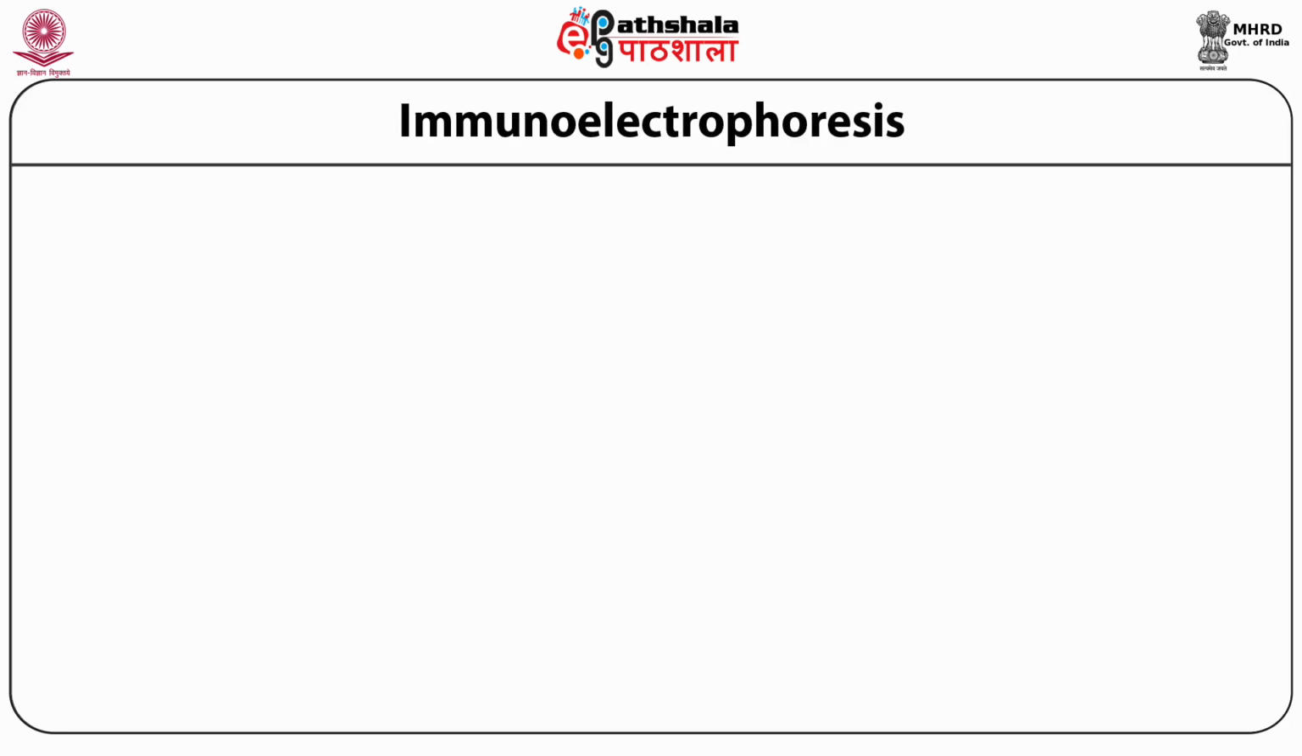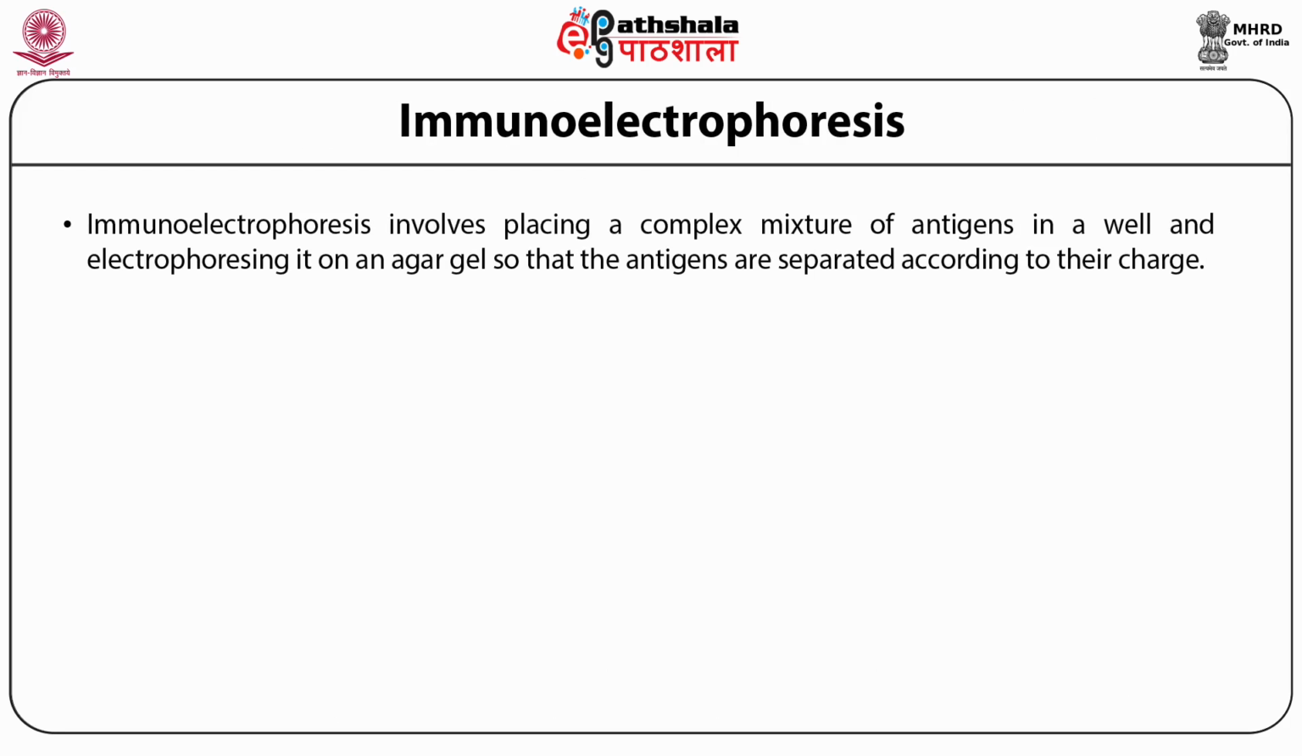This slide describes immunoelectrophoresis. Immunoelectrophoresis involves placing a complex mixture of antigens in a well and electrophoresing it on an agar gel so that the antigens are separated according to their charge. Following electrophoresis, a trough is cut in the gel and antibodies are added to this trough.